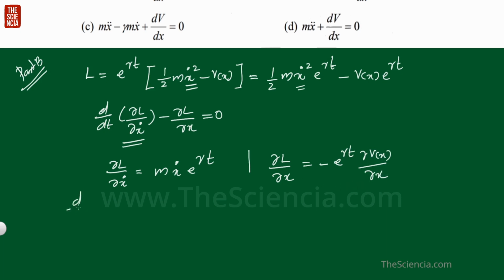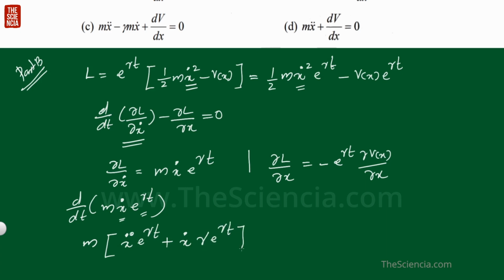Now we have to take d by dt of ∂L/∂ẋ, that is m ẋ e^(γt). Here ẋ is a function of t and e^(γt) is also a function of t. So we take m and the time derivative of ẋ is ẍ e^(γt), plus ẋ times the time derivative of e^(γt), that is γ e^(γt).